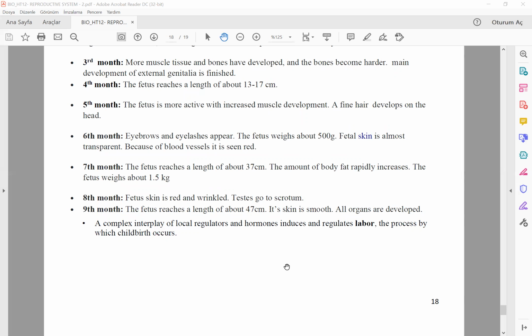In the 8th month, fetal skin is red and wrinkled. Testes go to the scrotum. In the 9th month, the fetus reaches a length of 48 or 50 centimeters, and skin is smooth. All organs are developed. A complex interplay of local regulators and hormones induces and regulates labor, the process which is called childbirth.